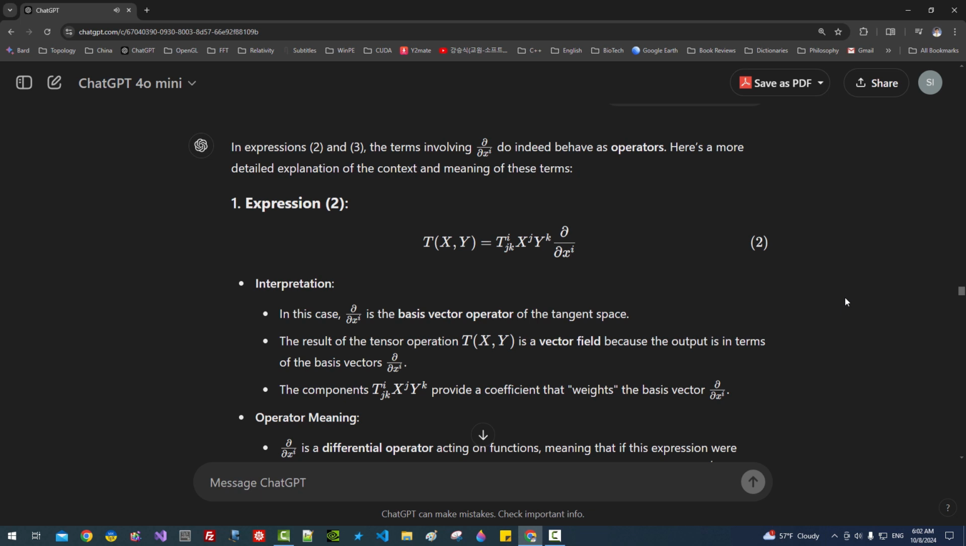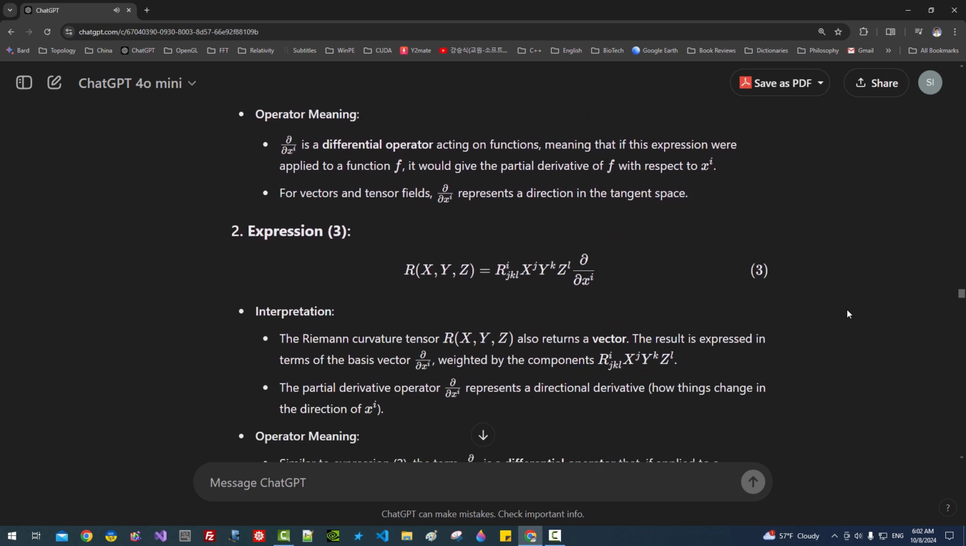1. Expression 2: T(x,y) = T^i_jk x^j y^k ∂/∂x^i. Interpretation: in this case, ∂/∂x^i is the basis vector operator of the tangent space. The result of the tensor operation T(x,y) is a vector field because the output is in terms of the basis vectors ∂/∂x^i. The components T^i_jk x^j y^k provide a coefficient that weights the basis vector ∂/∂x^i.